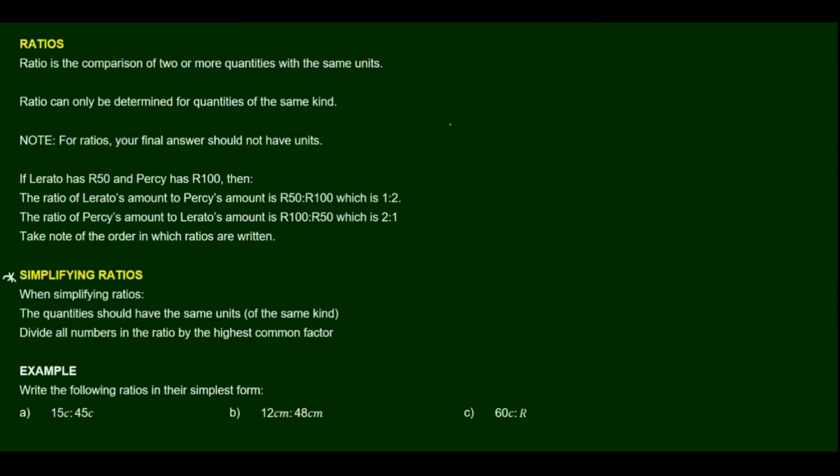What does this mean? Let's say we have 2 rand is to 10 rand. All right, we'll divide by the highest common factor between these two, which is 2 rand. So it's 2 rand, 2 rand. Even the units themselves will cancel each other out. And then the remaining 2 divided by 2 is 1. Then 10 divided by 2 is 5. You see that? So our final answers do not have units.